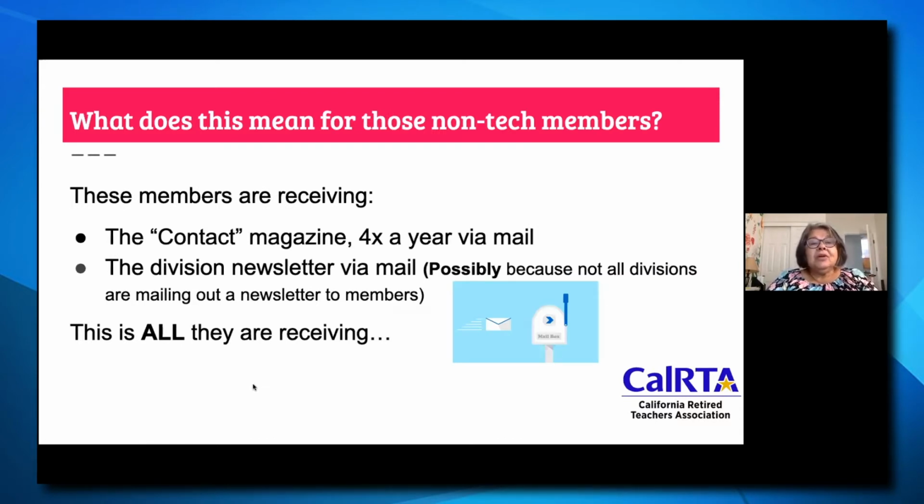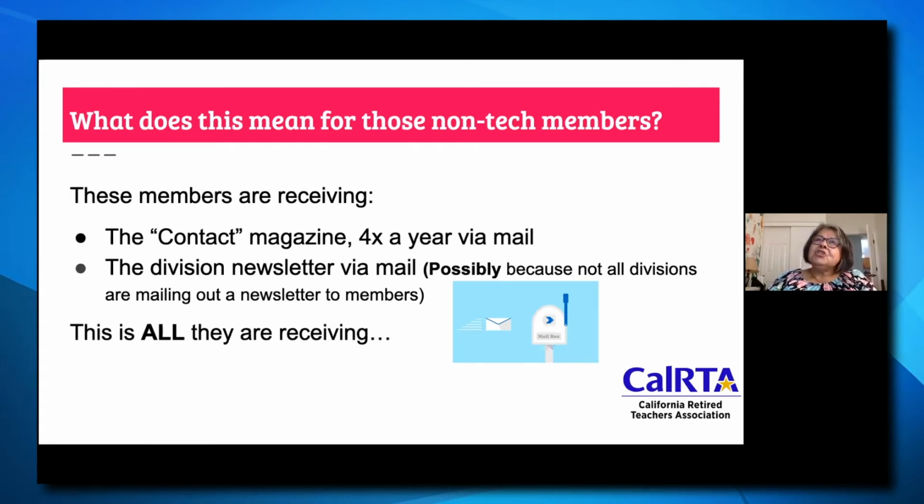It means that they're receiving the Contact magazine, like we all do, 4 times a year, and the division newsletter via mail, possibly because not all divisions are mailing out a newsletter to members. I think most of the 90, we are, but there's possibly some that don't. That's all they are getting.